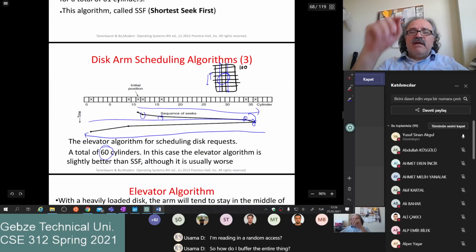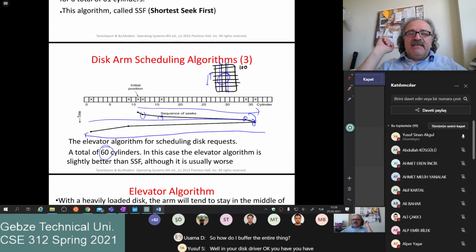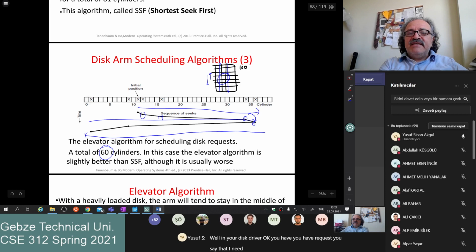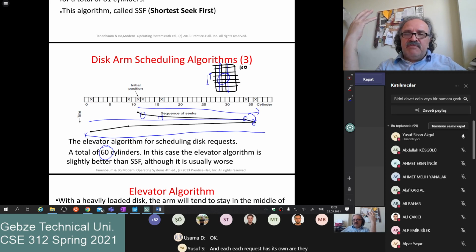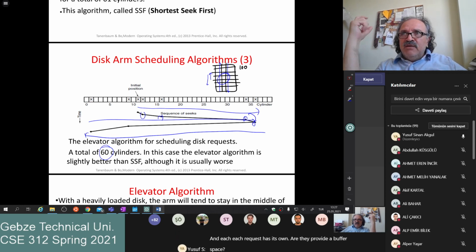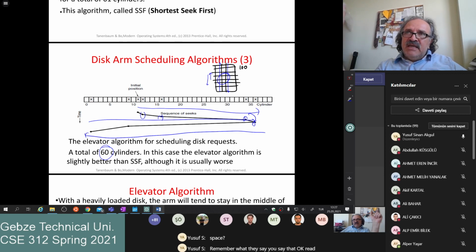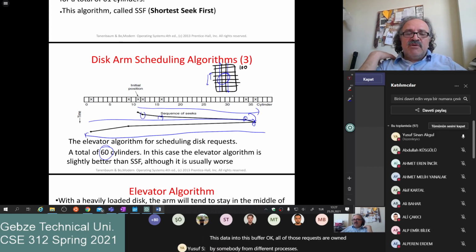Well, in your disk driver, you have requests. You say that I need data from this track, this track, this track, this track, and you know that in advance. Each request has its owner. They provide the buffer space. You say, okay, read this data into this buffer. All of those requests are owned by somebody from different processes, and I am responsible for reading them from the disk and putting them in the requesters' buffers. So the buffer problem is already solved. I know where to put them.